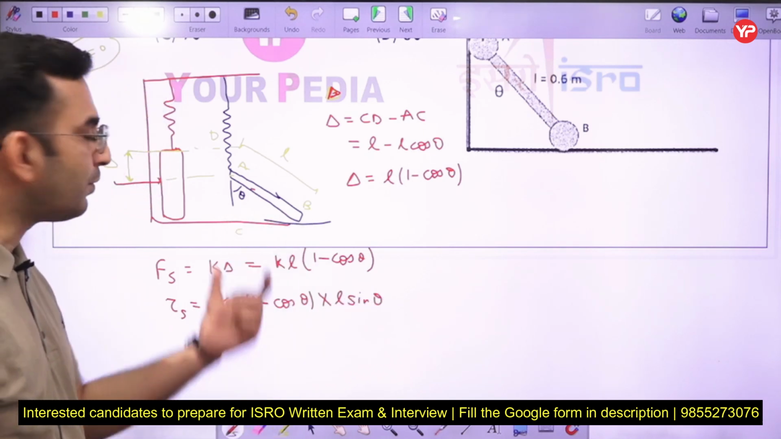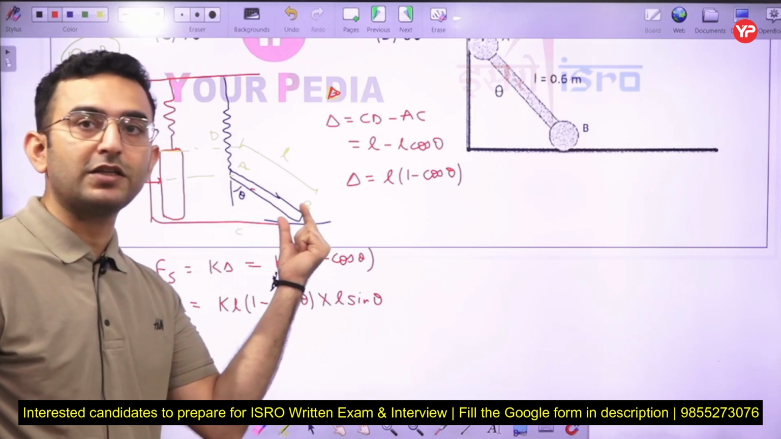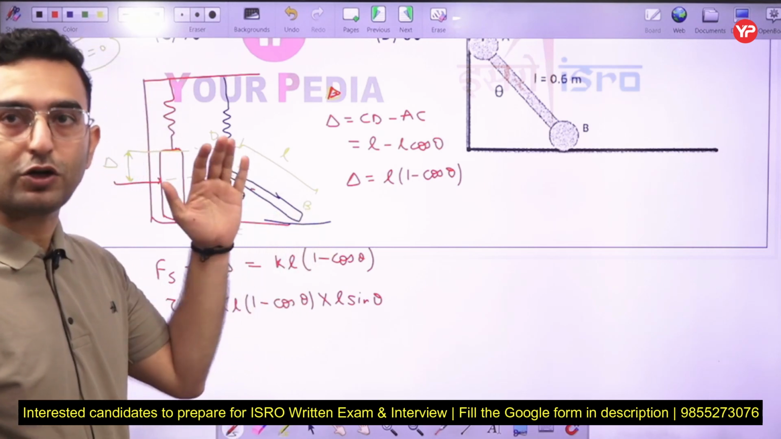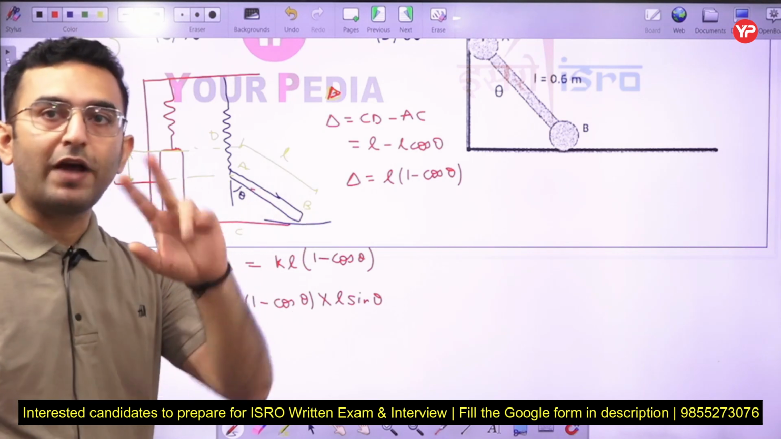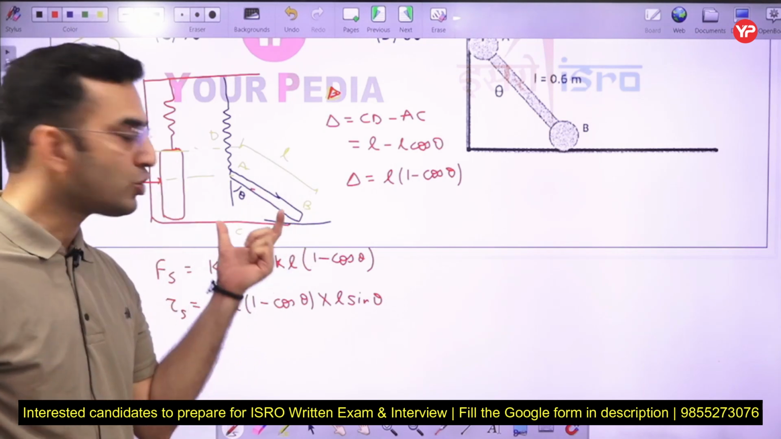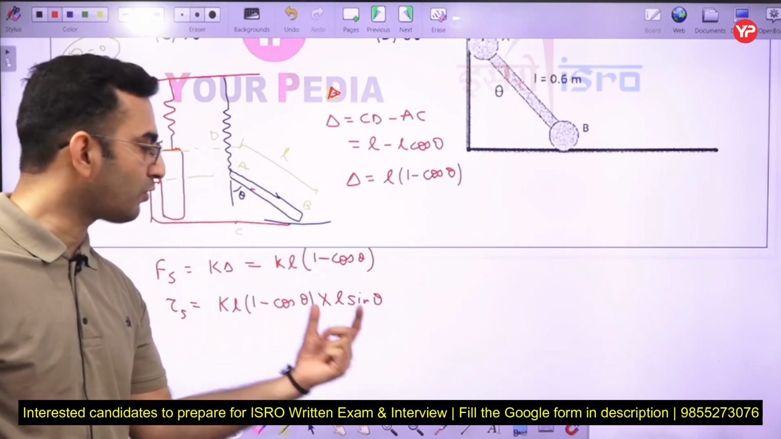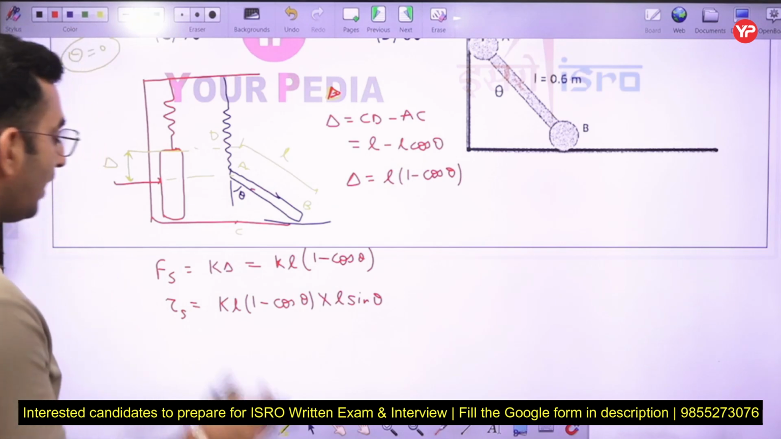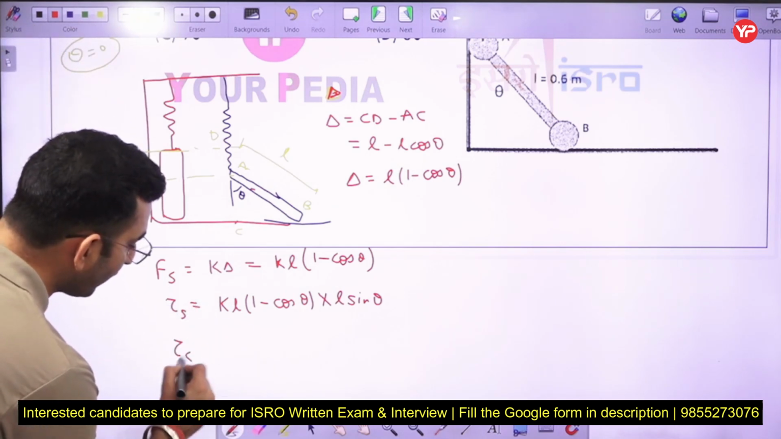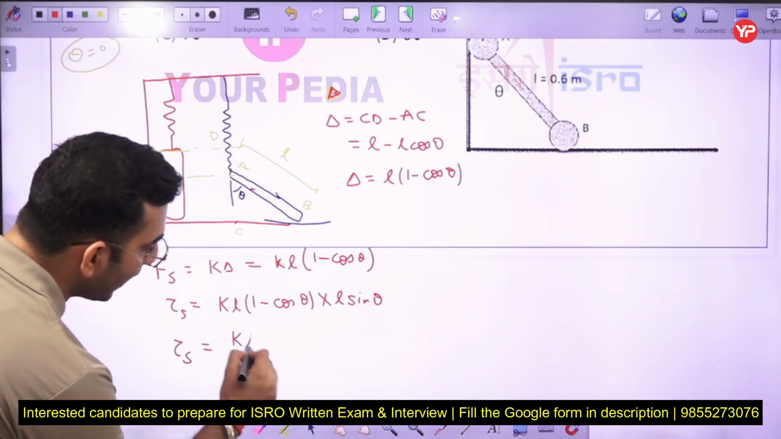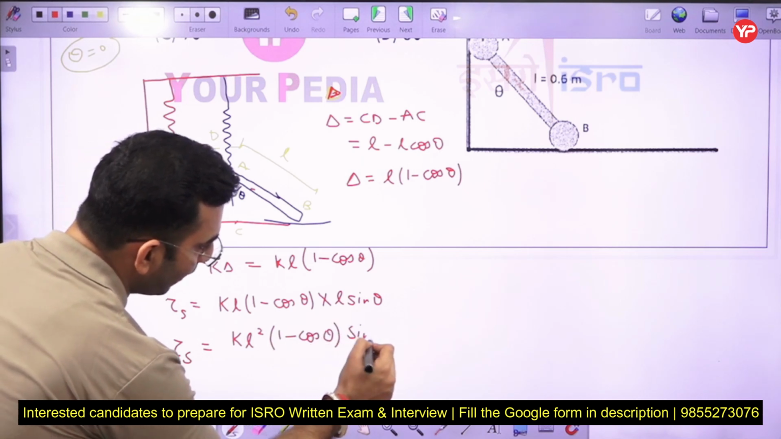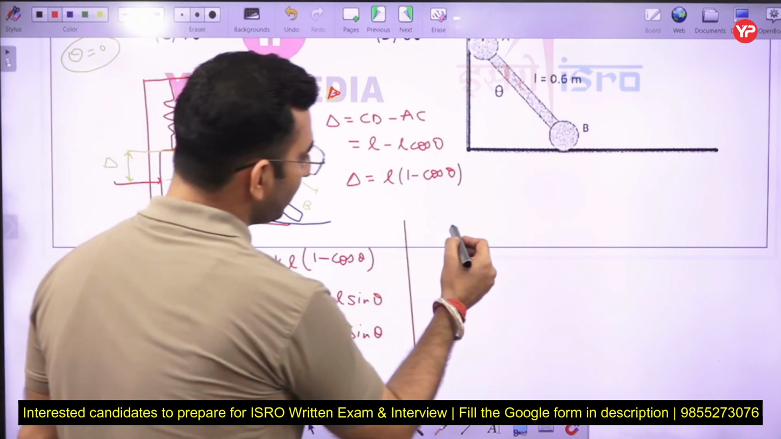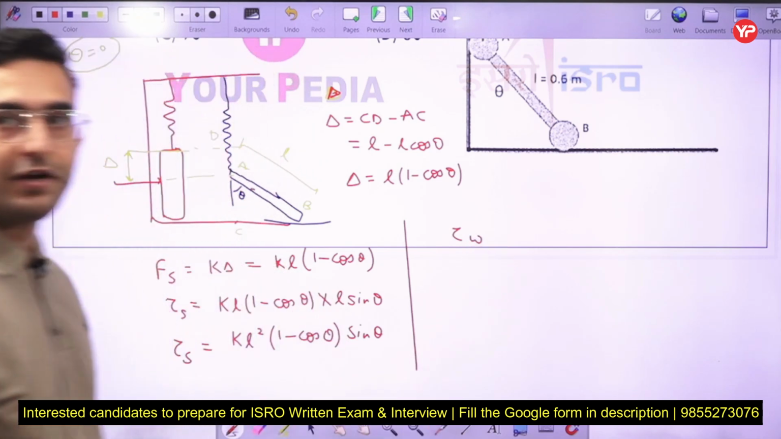Why BC? Because now I am considering that at the stable equilibrium, the moment the torque due to the spring force and the torque due to the weight of the link has to be balanced about point B. So this particular distance BC is going to be equal to L sin theta, and if you just solve it, you are going to get the final expression as k L square (1 minus cos theta) multiplied by sin theta. And the second thing is torque due to weight.